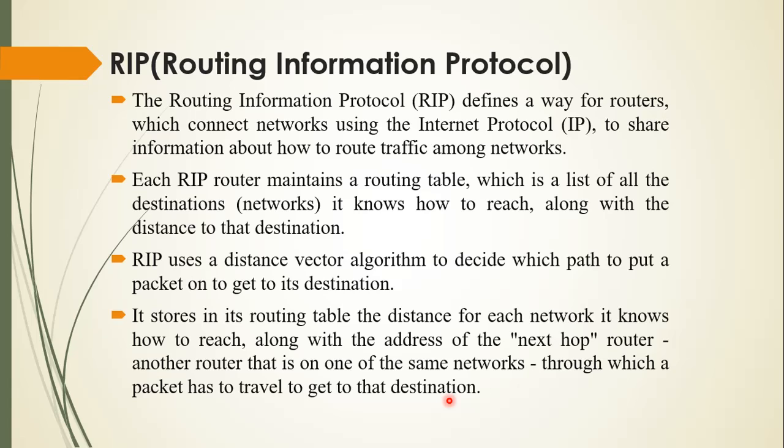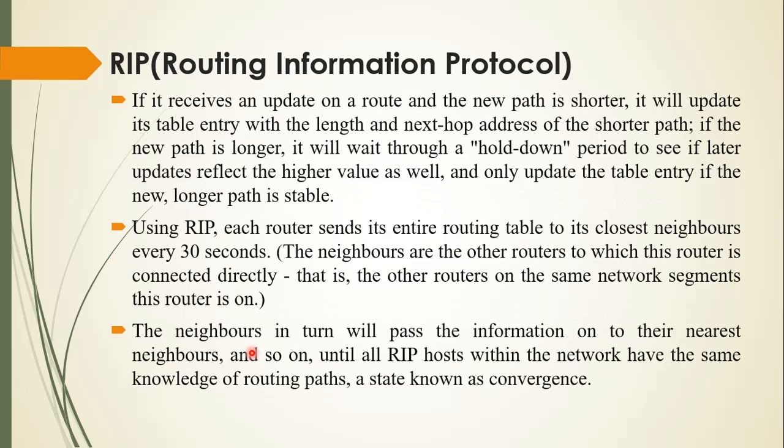So in the routing table the distance for each network is stored, along with the address of the next hop. Next hop means next node. So from source to destination it provides the path.